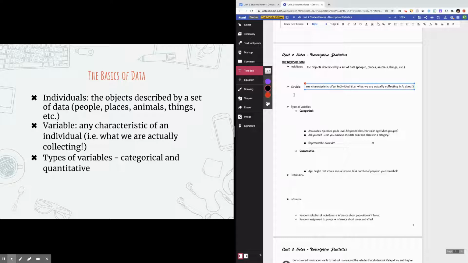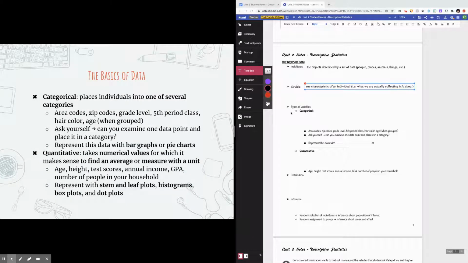We have talked about this already, but there are two different types of variables: categorical variables and quantitative variables. You may have heard categorical variables described as qualitative, but in statistics, our two categories are categorical and quantitative. Pardon me, I'm getting lots of notifications as I make these videos for you guys.